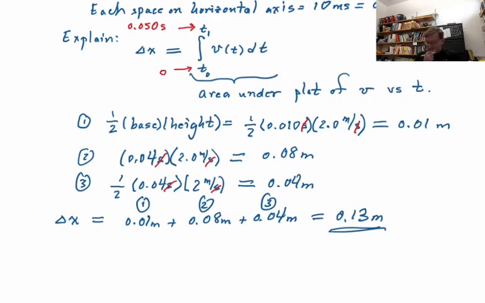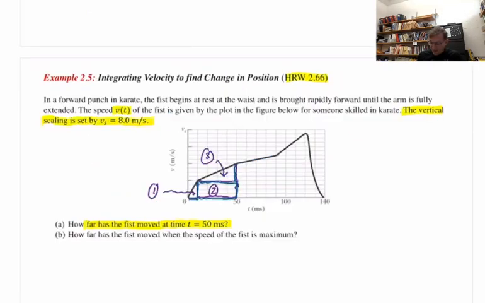Okay? So it's really just geometry once you understand the idea that you can find delta x by doing this thing called an integral of the velocity with respect to time. And that integral is just an area under a curve. Now let me talk you through part B, but I'm going to let you think about the details yourself, because it's the same idea.